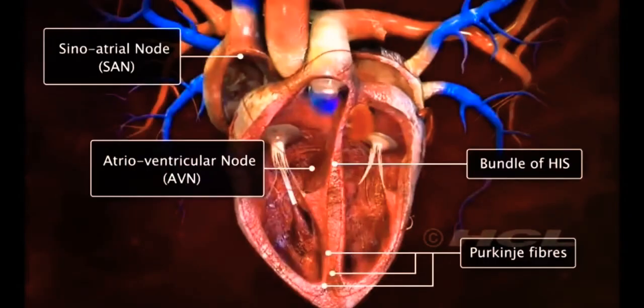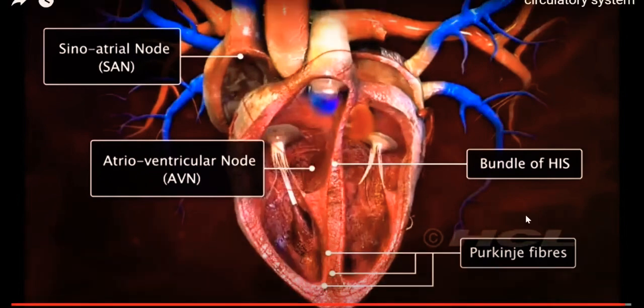It is a collection of nodes and specialized cells that initiate and control the contraction of the heart. It consists of four structures: the sinoatrial node, the pacemaker, which is located at the atrium side, the atrioventricular node, the bundle of His, and the Purkinje fibers, which branch all over the ventricle wall.